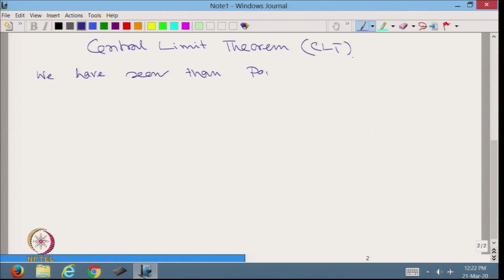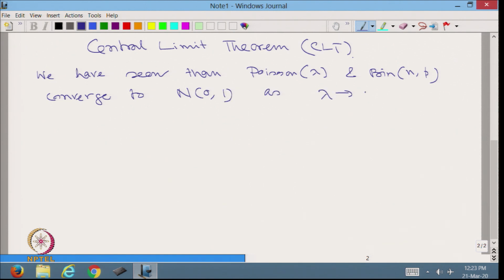We are working on the central limit theorem, or CLT. We have already seen that the Poisson with parameter lambda and binomial n, p converge to normal 0, 1 as lambda goes to infinity or n goes to infinity in the above cases respectively.